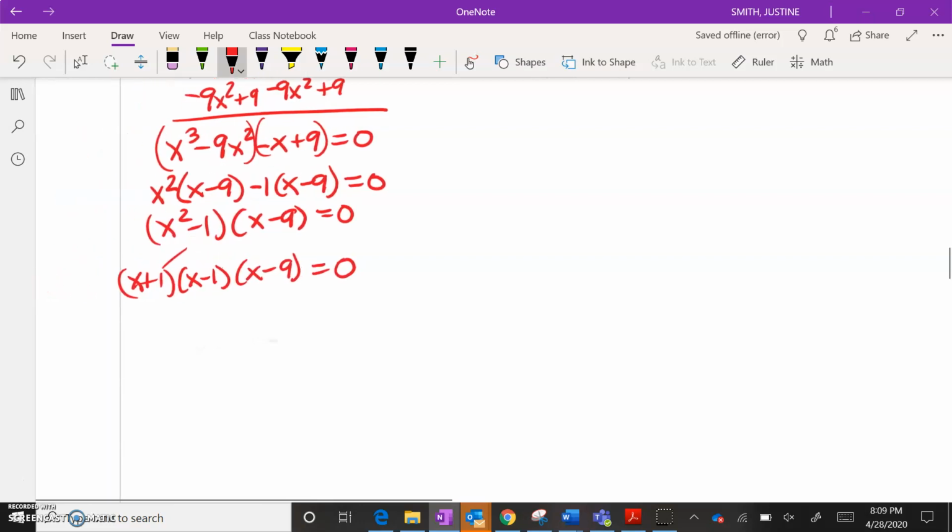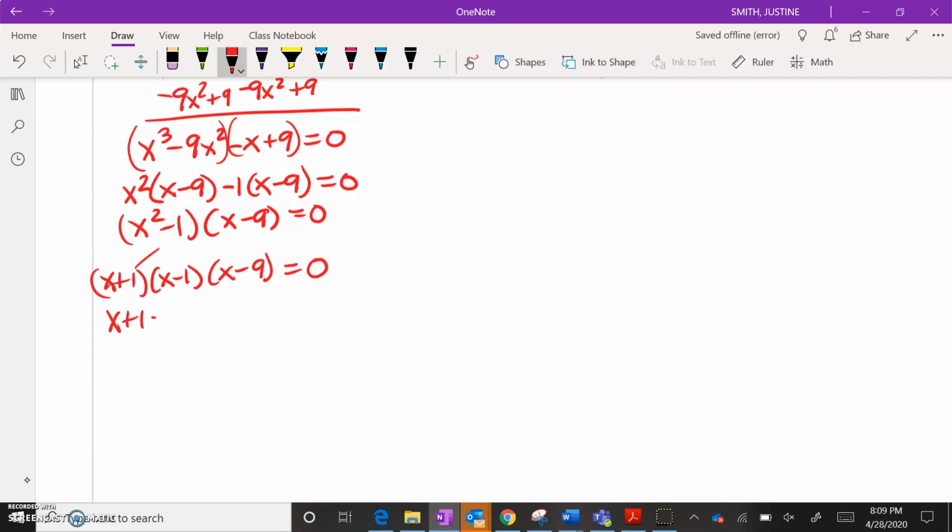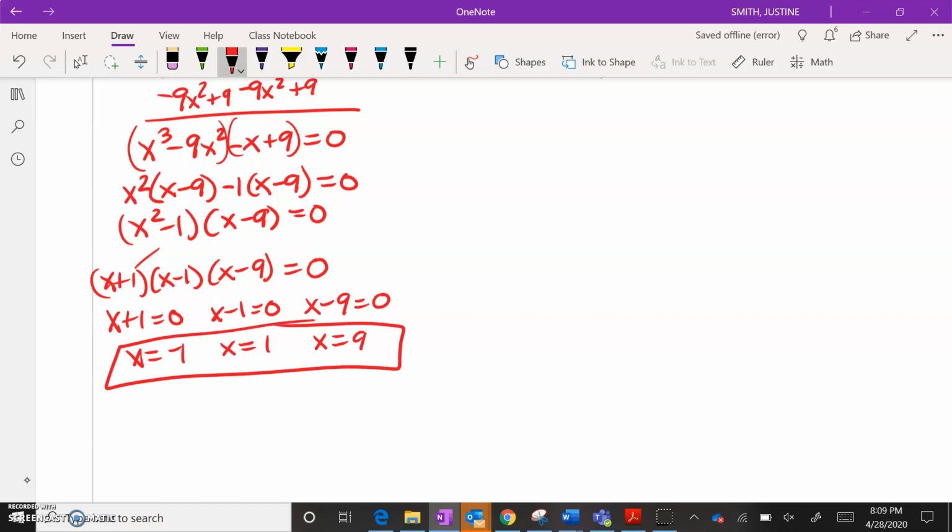Okay, so I'm setting all three of these equal to 0. And going to solve for all three of those to get x equals -1, x equals 1, x equals 9. Okay, and again, you could also see it written as like x equals plus minus 1 and then comma 9. So that's just saying the solutions are the same thing as above.